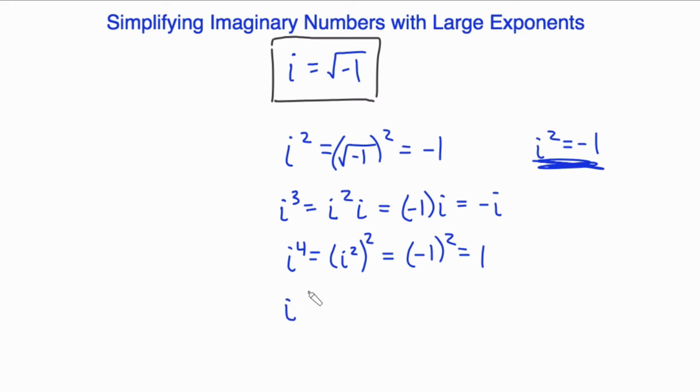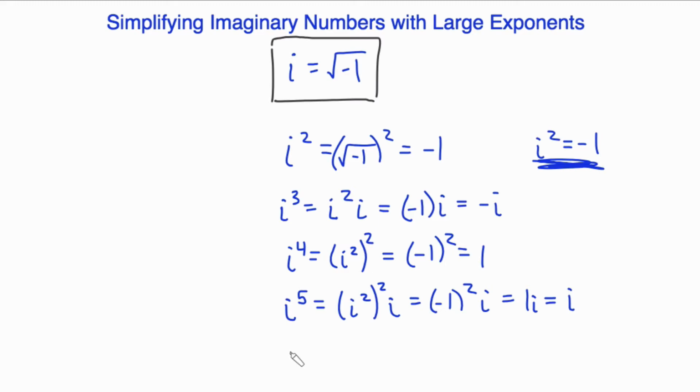Let's do 2 more here. So i to the fifth, we can write that as i squared, squared, and 2 times 2 is 4. We need one more i to get to 5, so we'll just put i right there. Now we have i squared, that's -1, squared, times i. So -1 squared is 1, so we have 1i, or just i.